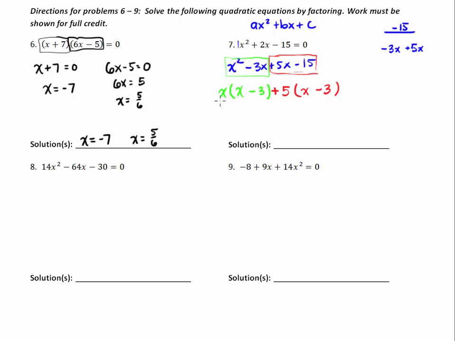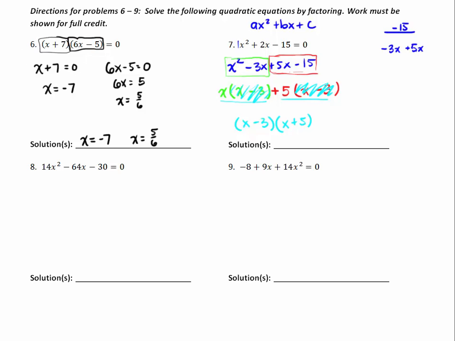I look at this term and that term and say, hey, what do they both have in common? They both have this x minus 3 in common. So when I pull that x minus 3 out, in fact, I'll just erase it so it's gone. When I factor that out, what am I left with? I'm left with an x plus 5. And now it's in factored form, where we started out with number 6.